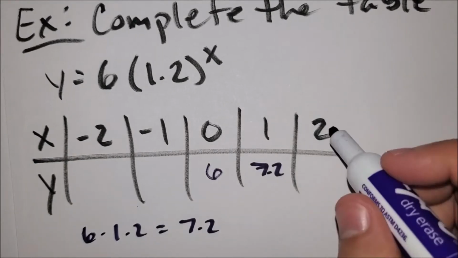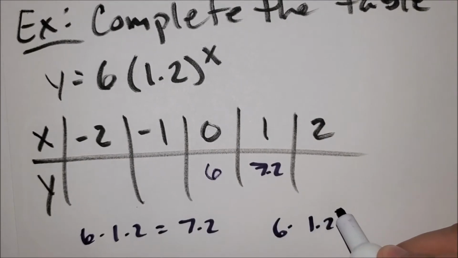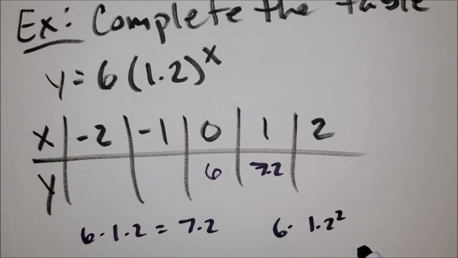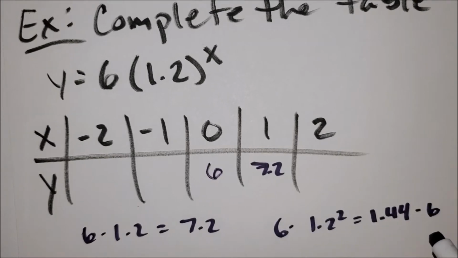And then when we have this power of 2, this is 6 times 1.2 squared. So 1.2 squared is 1.44, times 6.